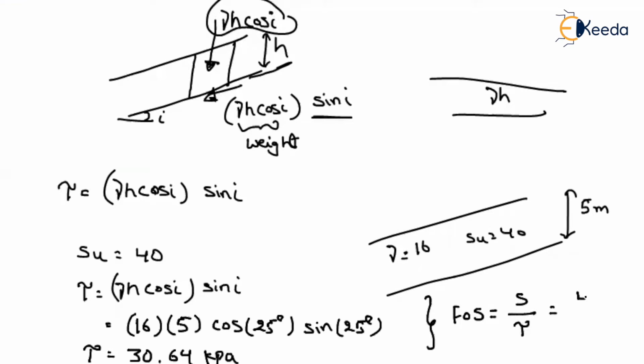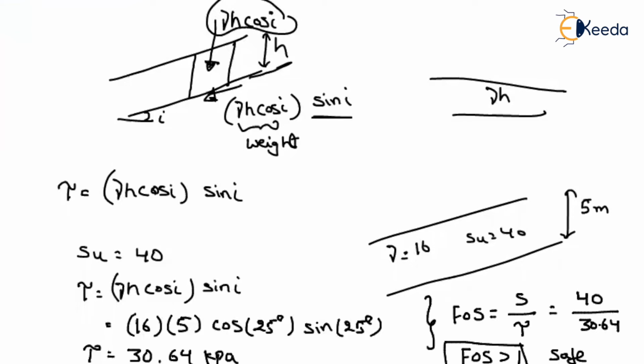What is the shear strength? 40. What about the shear stress? 30.64. By comparing this, you can say the factor of safety is greater than 1. That means what we can say? It is safe up to a depth of 5 meter. So the failure is not going to happen in the soil A.